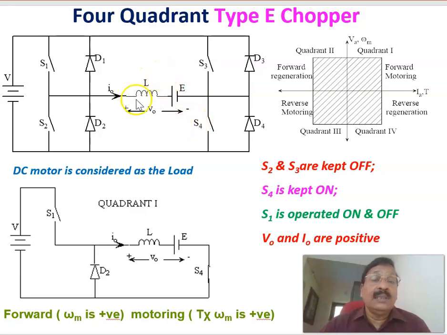Back EMF, armature inductance, and armature resistance are neglected, that's why they're not shown here. Anyway, this represents the DC motor, with switches S1, S2, S3, S4, and these are the feedback diodes. Therefore, this is the circuit topology.